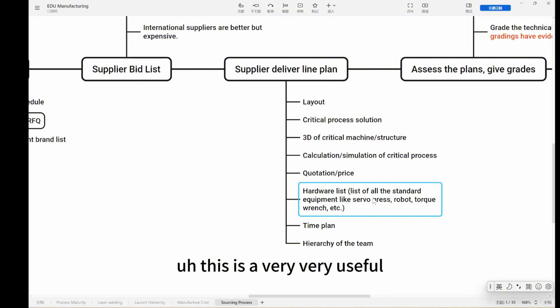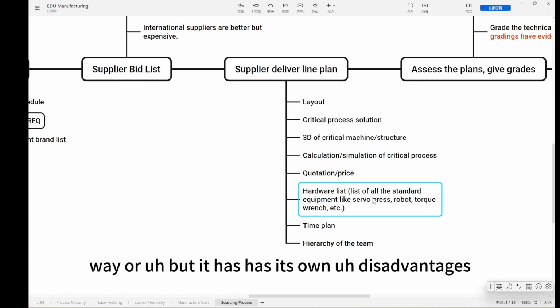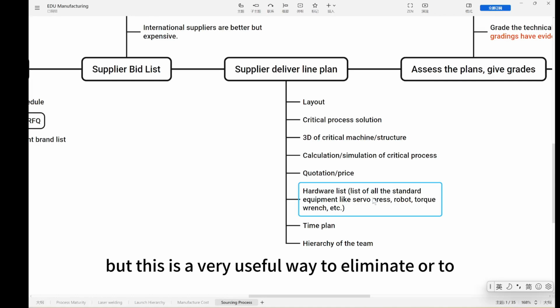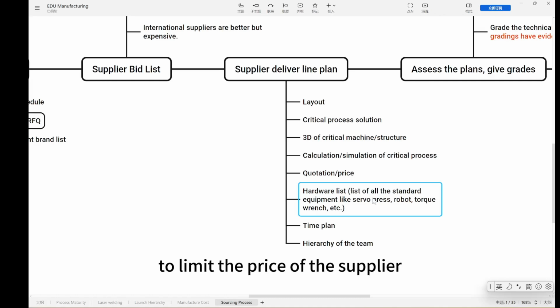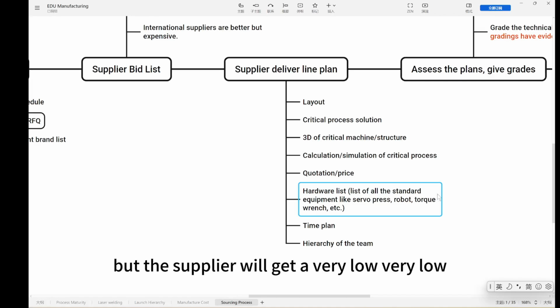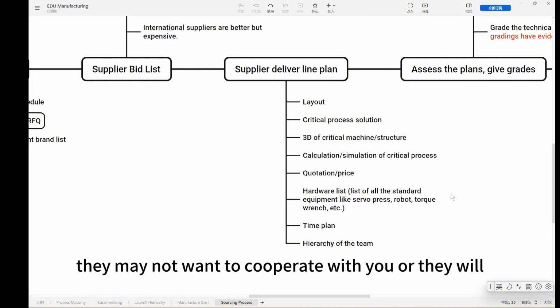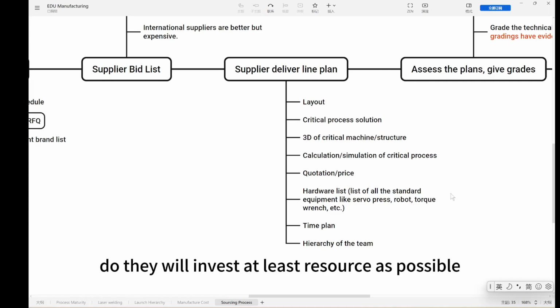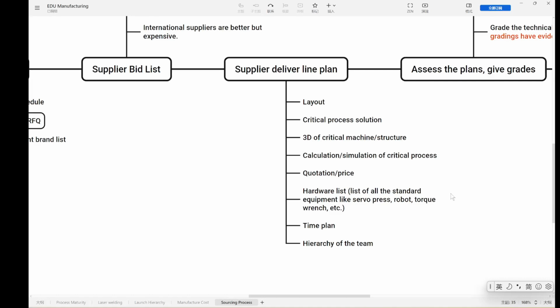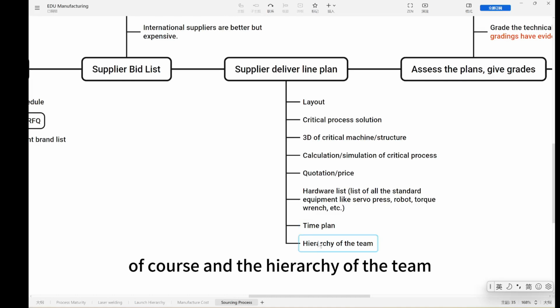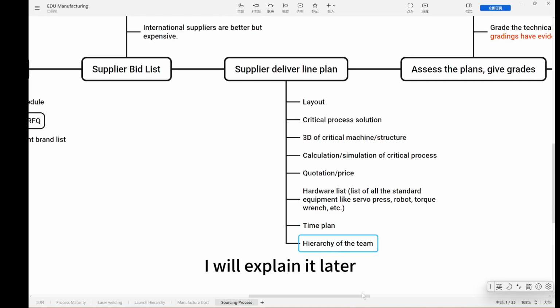This is a very useful way, but it has its own disadvantages. It is a very useful way to limit the price of the supplier. But the supplier will get a very low profit. In the future, they may not want to cooperate with you, or they will invest as few resources as possible. Then the time plan, of course, and the hierarchy of the team. I will explain it later.